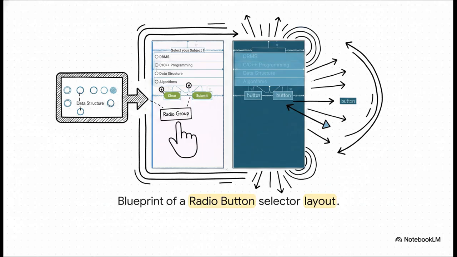You can see a question asking the user to pick a subject, followed by 4 choices: DBMS, C++, data structure, and algorithms. Now, the architectural secret here is that while each individual subject is its own radio button, all 4 of them are wrapped inside a single parent container called a radio group. By grouping them up like this in our XML, the Android system is smart enough to know the user can only pick one option at a time. Click one, and the others instantly deselect. It's just clean, efficient design.